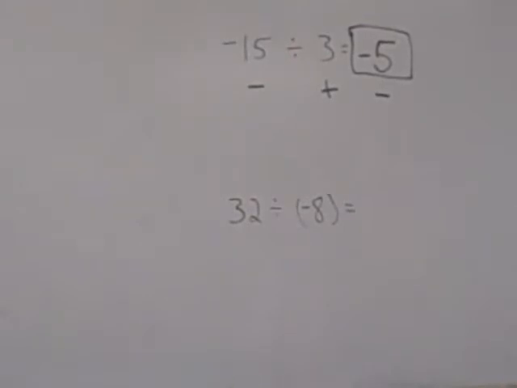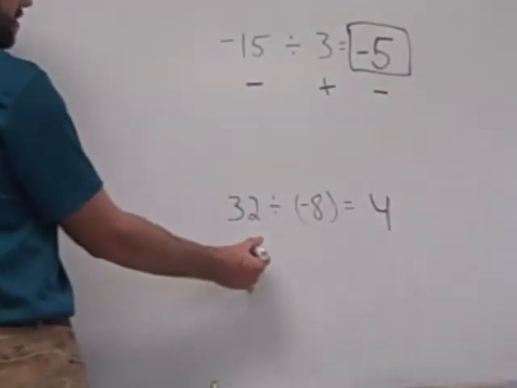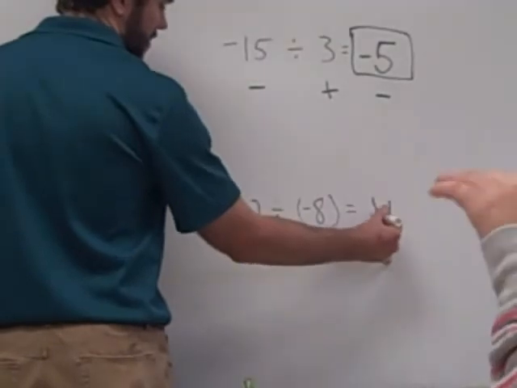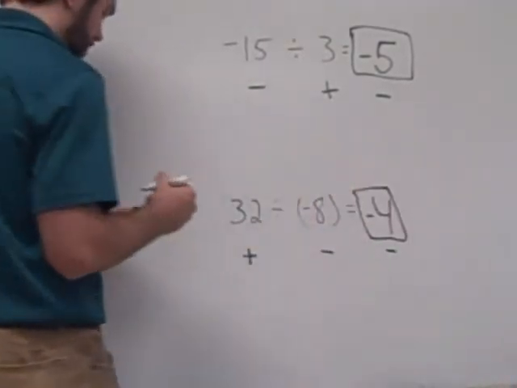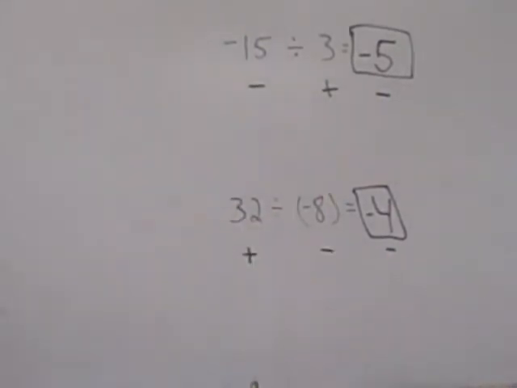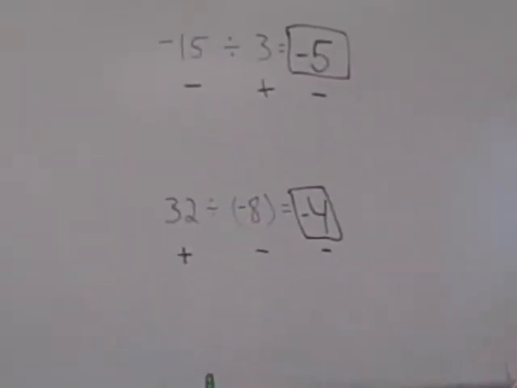Yeah, that's true. So now 32 divided by negative 8. 32 divided by 8 is what? 4. Now look back, what kind of numbers do I have? Positive and negative, so my answer needs to be negative. Notice when I'm labeling these, I write it underneath so I can look back to my rules, and it looks exactly like one of my rules, doesn't it? Positive, negative, negative. That way if you forget it in your head, you just look back to your rules.